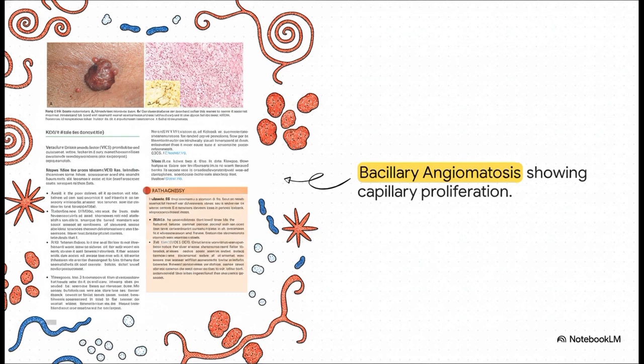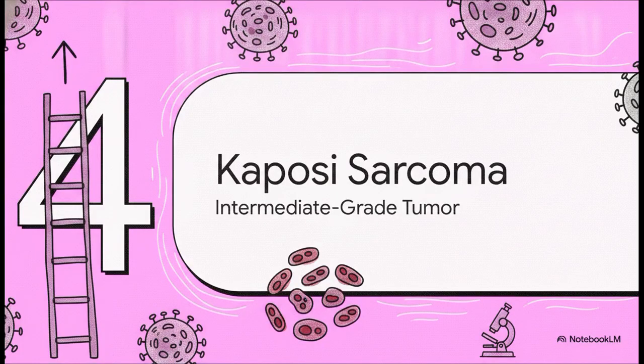Under the microscope, you'll see intense capillary proliferation, all driven by the host's own hijacked growth signals, mixed in with acute inflammation. To the naked eye, it looks like a classic tumor, but fundamentally, it's just a reactive process to a bacterial invader. Moving right along to Section 4, Intermediate-Grade Kaposi Sarcoma.